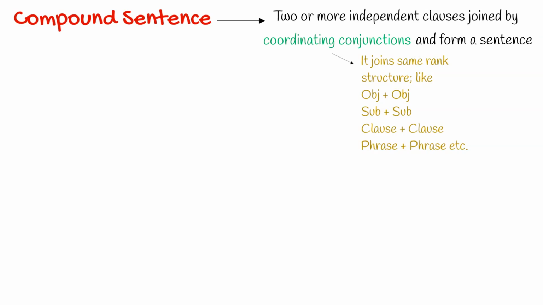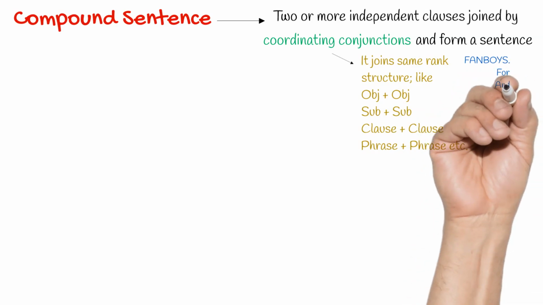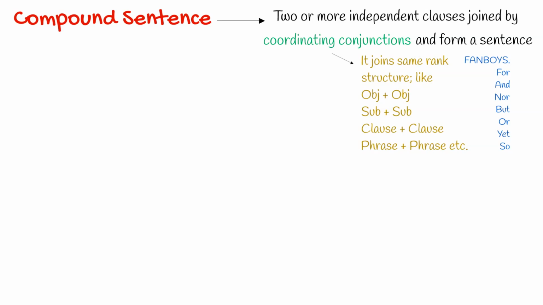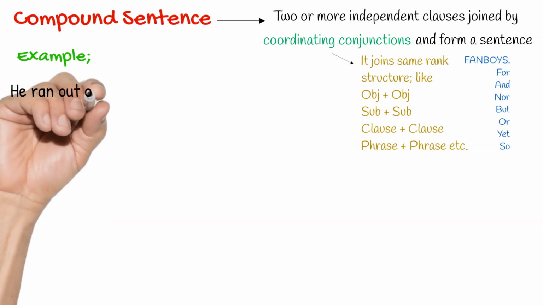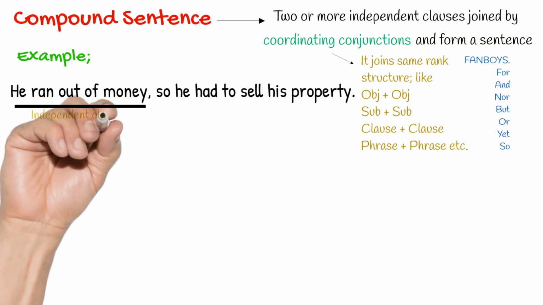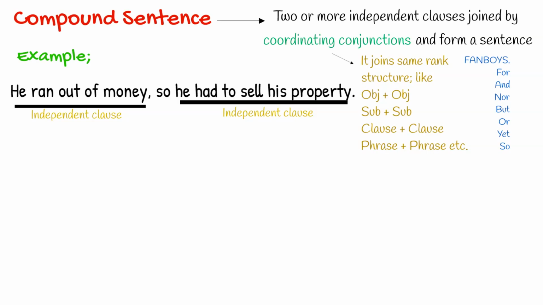There are 7 types of coordinate conjunctions: for, and, nor, but, or, yet, and so. You can use the acronym FANBOYS to remember. Let's discuss some examples. He ran out of money, so he had to sell his property. Here he ran out of money is one independent clause, and he had to sell his property is another. These two clauses can convey their meaning without taking other clauses' help. And these two clauses are joined by the coordinating conjunction so, hence it is a compound sentence.